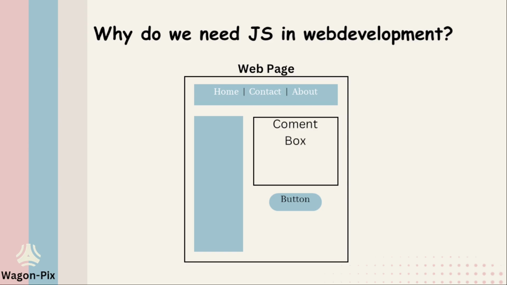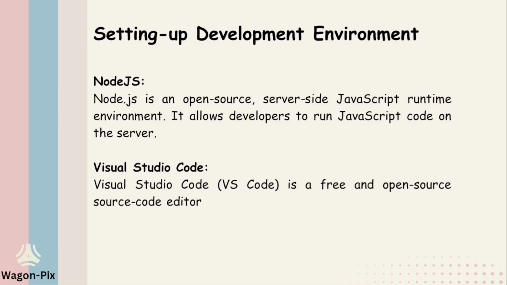To begin with, we will start with setting up the development environment. For this you need two platforms: Node.js and Visual Studio Code. Node.js is an open source server side JavaScript runtime environment. It allows developers to run JavaScript code on the server. So basically you will be able to compile your JavaScript code using Node.js.